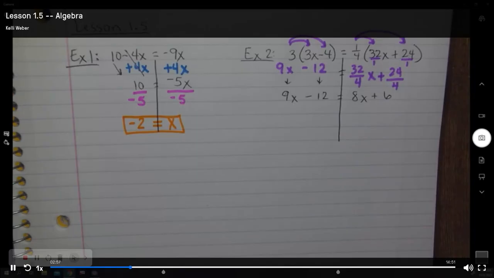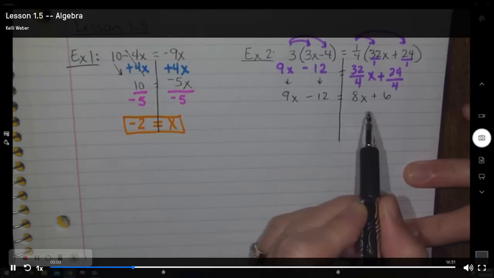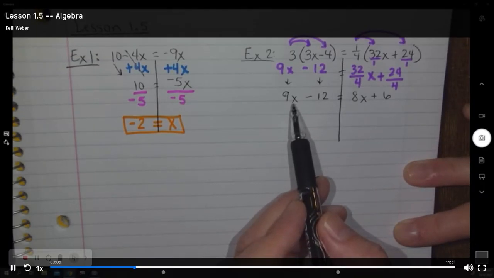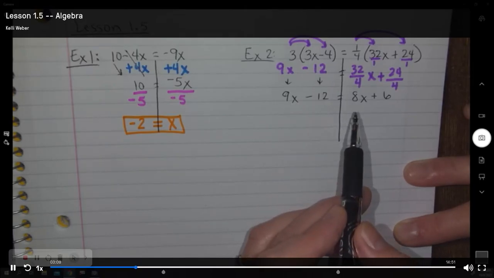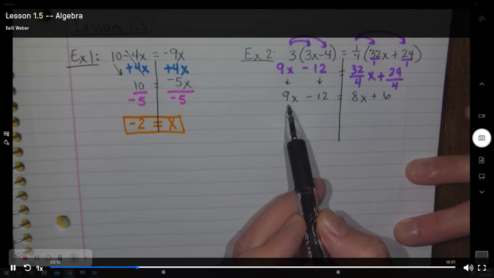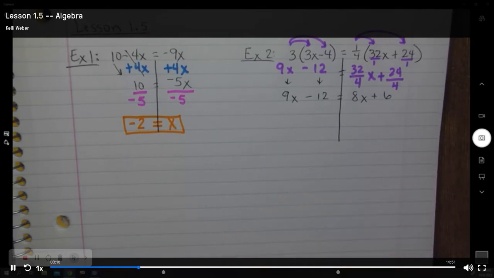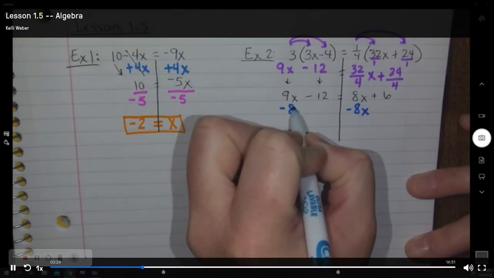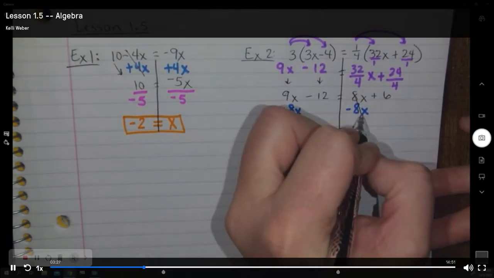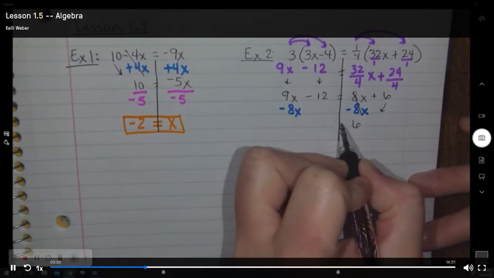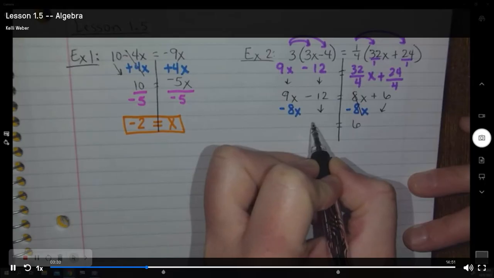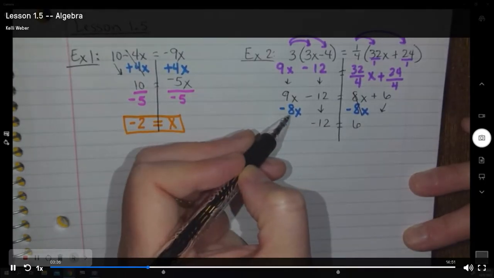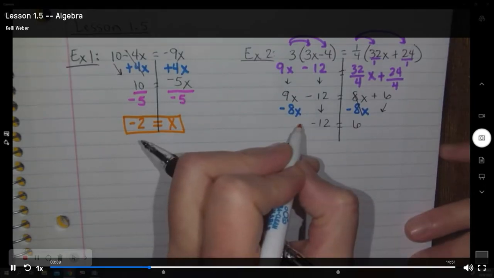So again, we want to get our variables on the same side and our numbers on the opposite side of the variable. If I move my 9x's over here, I'm going to end up with a negative number. But if I move my 8x's over here, I'll keep a positive. So I like to try and move based on giving myself positive numbers because it makes my life a lot easier. So I'm going to subtract 8x from both sides. That gives us 0. Bring down our 6. We haven't used this minus 12, so we'll bring that down as well. 9x's minus 8x's leaves us with 1x.